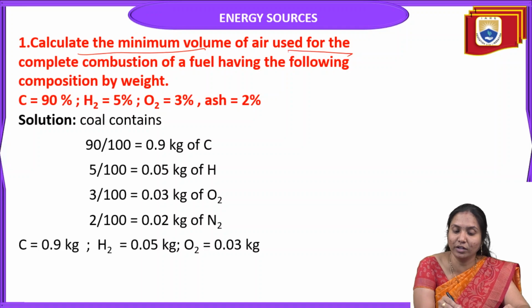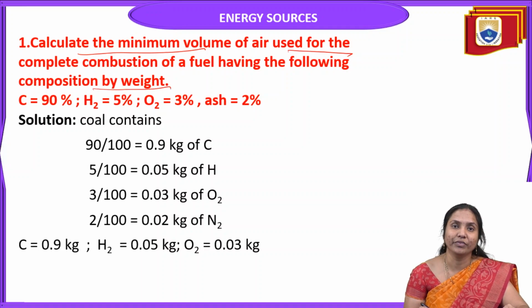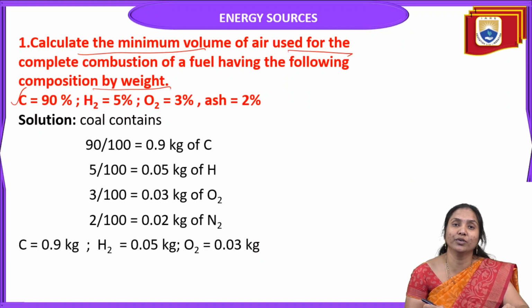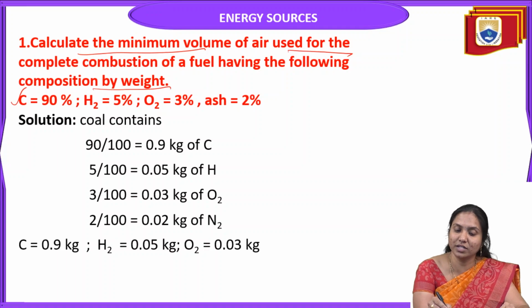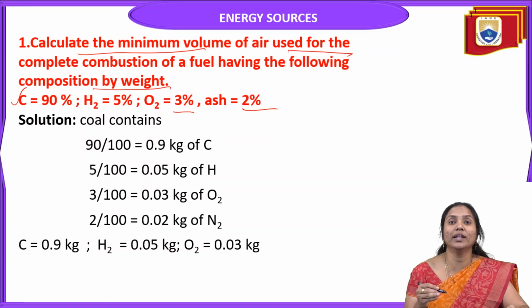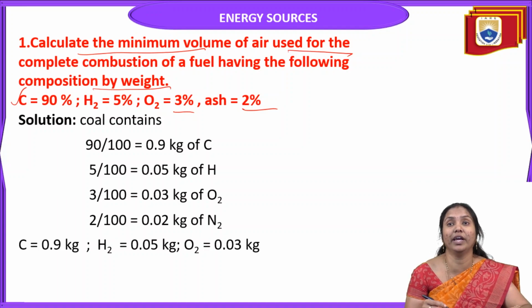They have the following composition by weight. Here it's given in the data: carbon 90%, hydrogen 5%, oxygen 3%, and ash 2%. Now you can calculate the minimum volume of air, not in weight, but volume of air. Volume of air means air containing 21% of oxygen by volume. So here we can calculate the minimum volume of air used for the complete combustion of the fuel.